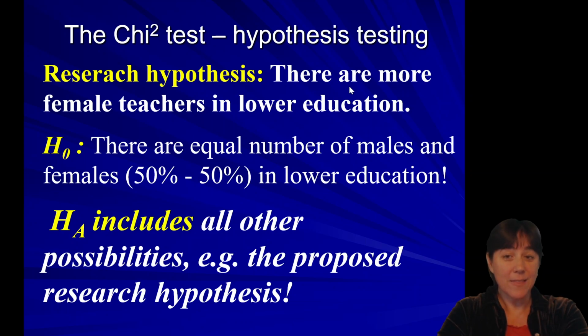We think that there are more female teachers in lower education, and we will probably be right. So, thus, our null hypothesis is that there are equal numbers of males and females. This is what we want to reject in the long run. Remember this hypothesis testing sequence. So, we would like an alternative to become true, but that's why our null hypothesis is set up this way.